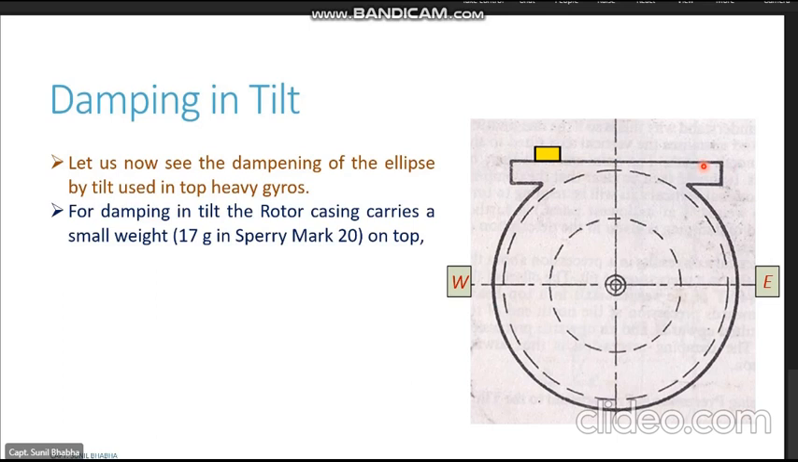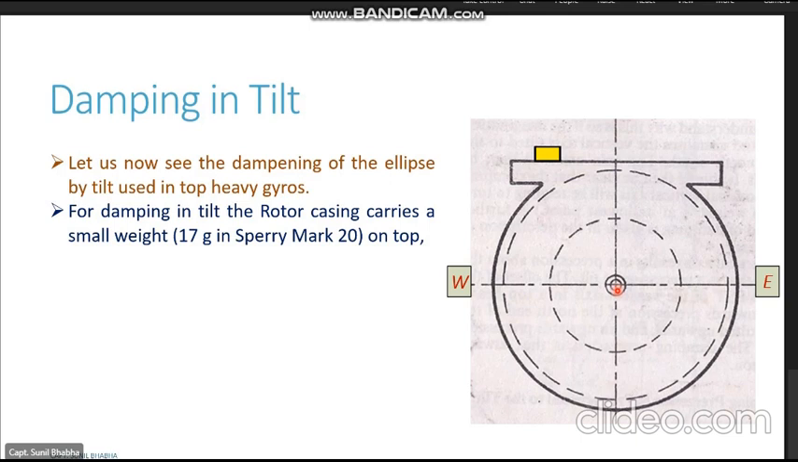Now, when we generated the control precession, we placed a weight exactly on top of the center of the rotor. So we placed a weight where right now the laser pointer is. So the weight was placed here to make it a top heavy gyro. The weight was exactly on top of the center of gravity or the center of the rotor.